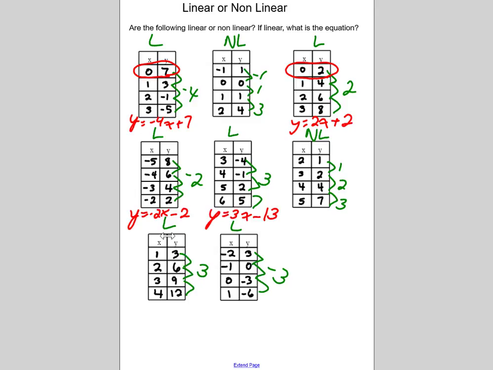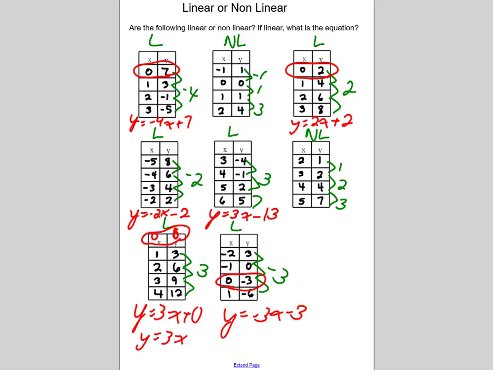If we look down at the bottom here, we're going up by 3 every time. Again, it doesn't give us the 0, but we could go 4, 3, 2, 1, 0. 12, 9, 6, 3, 0. In this case, the 0 will be 0, 0. So we could write plus 0, but we tend to just write y equals 3x. And then the last one, we're going down by 3 every time. And it does give us the 0. We can fill that in.